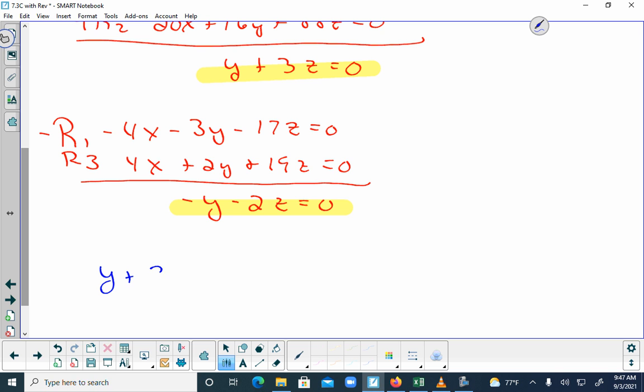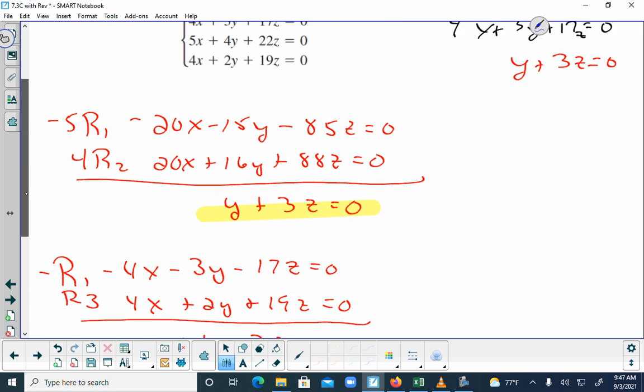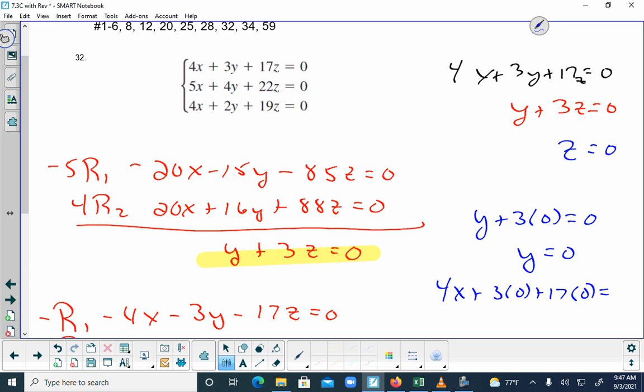So y plus 3z is equal to 0. And then negative y minus 2z is equal to 0. Plus 2z. Oh, yeah, sorry. So 5z is equal to 0, z is equal to 0. So then putting back here, z is equal to 0, which makes y plus 3 times 0 equal to 0. So y is equal to 0. And then 4x plus 3 times 0 plus 17 times 0 is equal to 0. So x is equal to 0 as well.